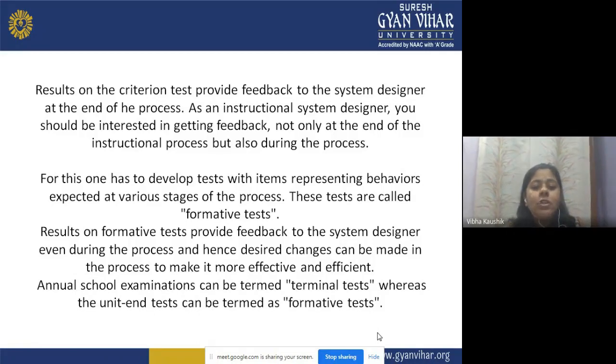For this, one has to develop tests with items representing behaviors expected at various stages of the process. What type of expected behavior do you want to change in your learners? These tests are called formative tests. Now, what do you mean by the formative test? The test after a unit or a topic, I formulate, I construct a test, apply it on you after a topic or a unit, it is called a formative test. For example, after completing my topic, I will ask some MCQs related to the topic which I have taught, and I will be able to know whether you have learned that topic or not.